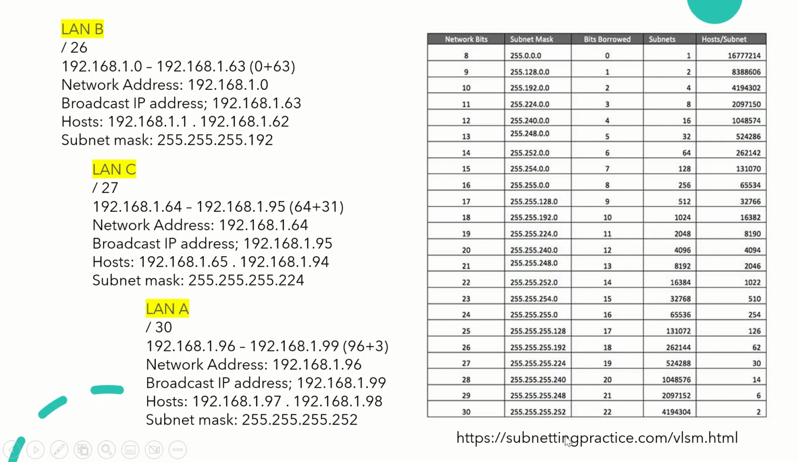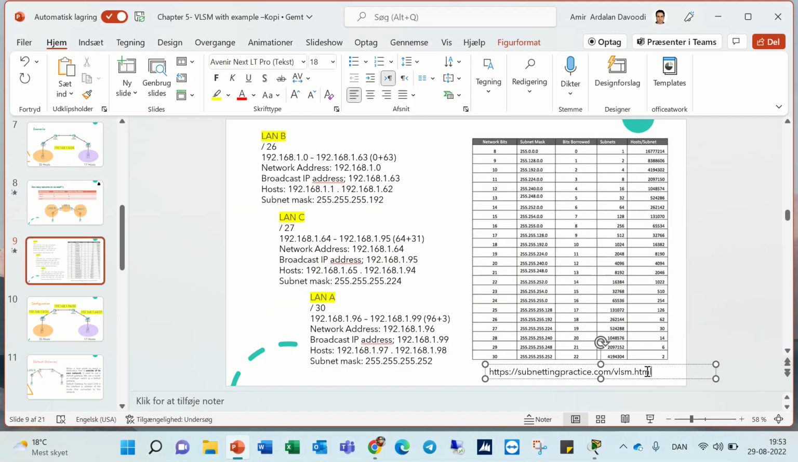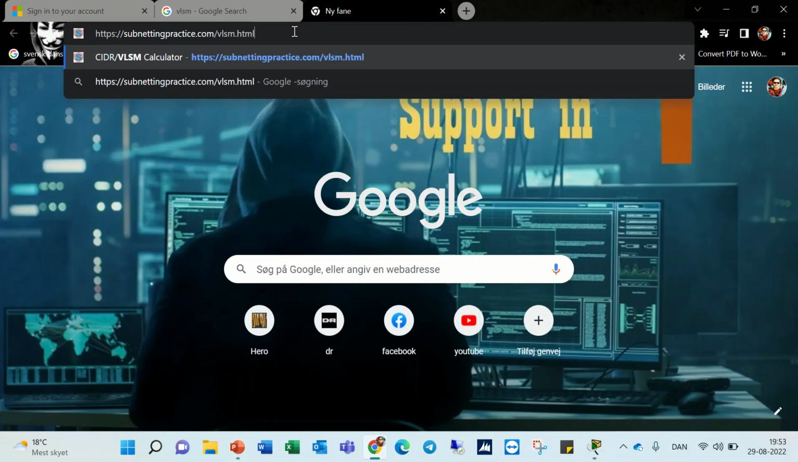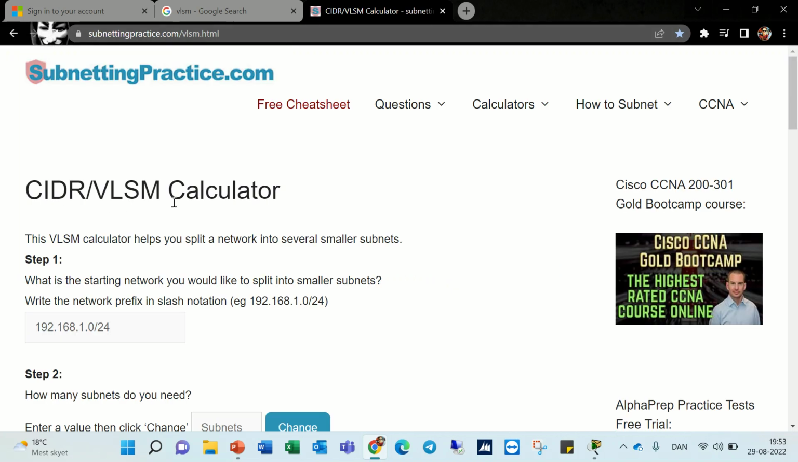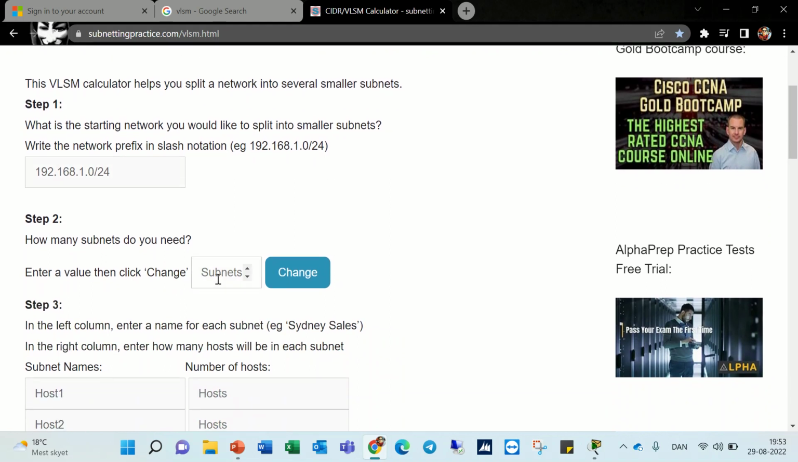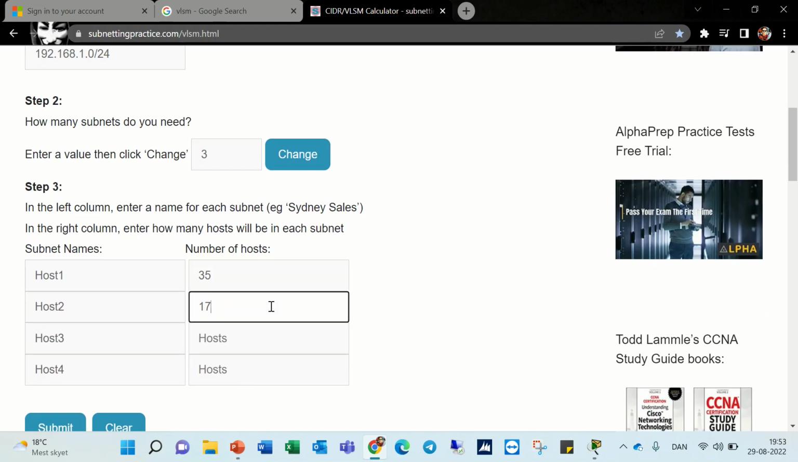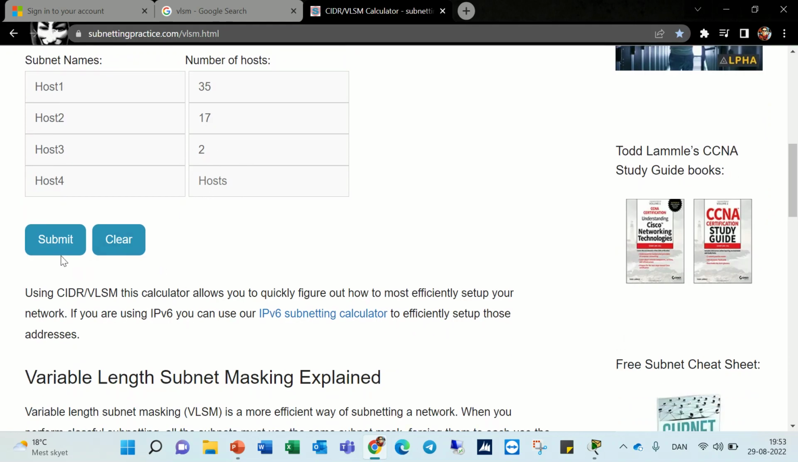Another thing you can use is this link here, a VLSM calculator. You can write 192.168.1.0/24, and I need 3 subnets: one subnet for 35 hosts, one for 17, and one for 2 hosts. Okay, these are hosts, not IP addresses.